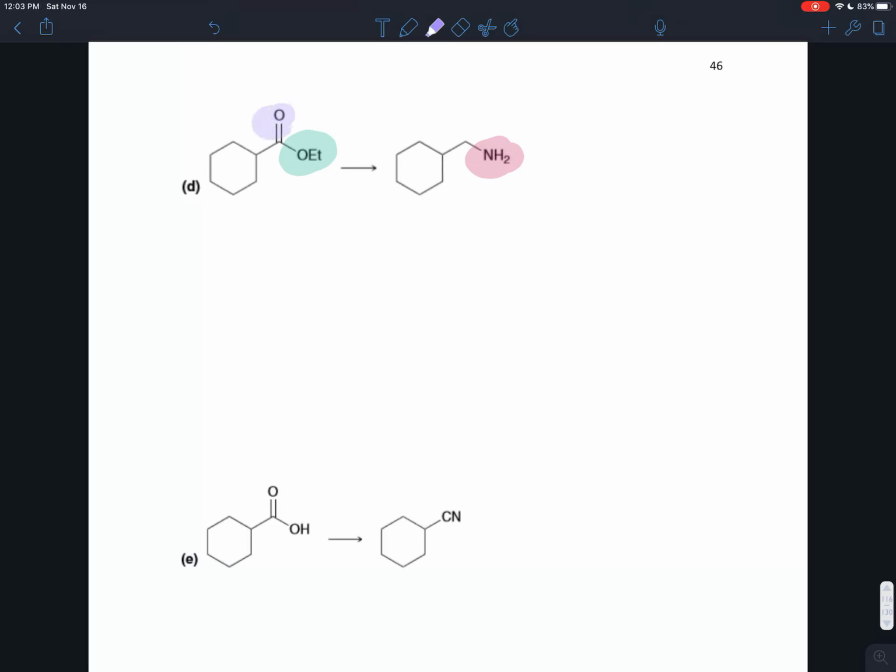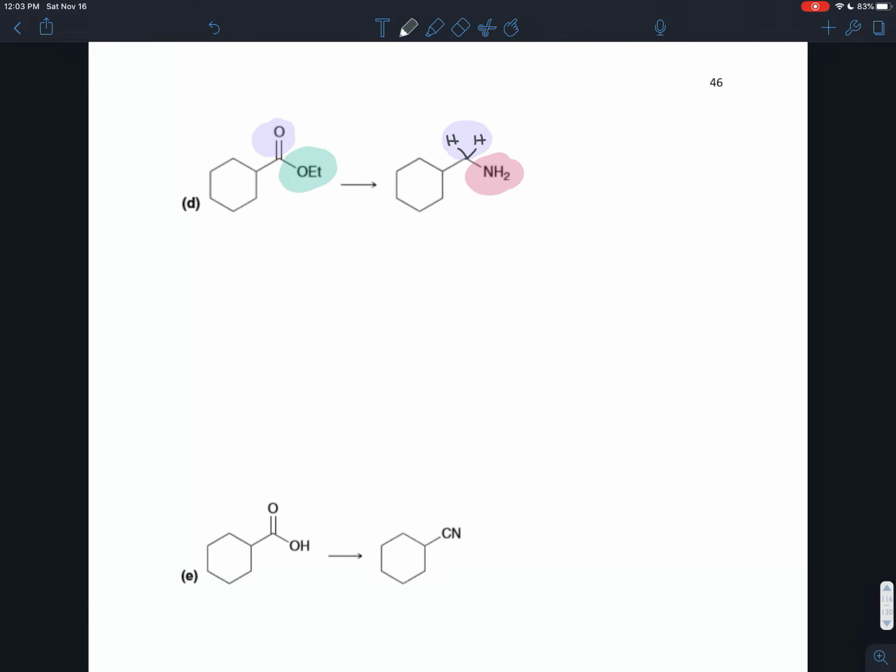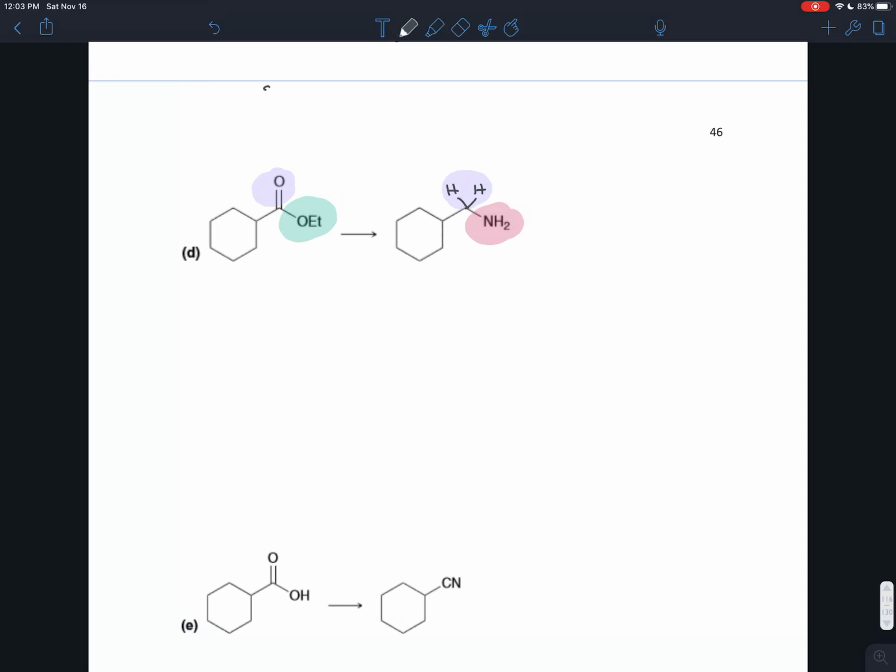The second thing that's happening is we have 2 bonds to oxygen here that are replaced by 2 bonds to implied hydrogens. And so that is going to be reduction. So we'll have 2 parts. We'll have substitution that we have to accomplish. That's the green and red. And we'll have reduction that we need to accomplish. That's the purple.